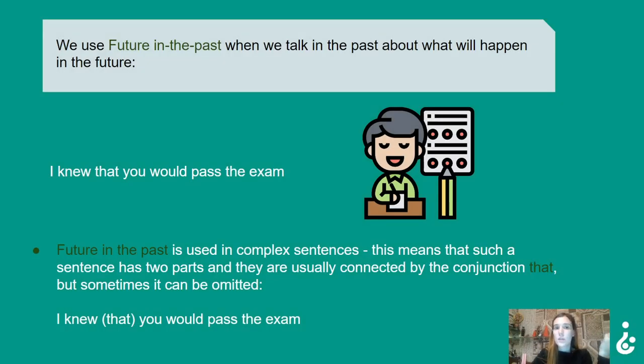We use future in the past when we talk in the past about what will happen in the future. I knew that you would pass the exam. Future in the past is used in complex sentences. This means that such a sentence has two parts and they are usually connected by the conjunction that. But sometimes it can be omitted. I knew you would pass the exam.